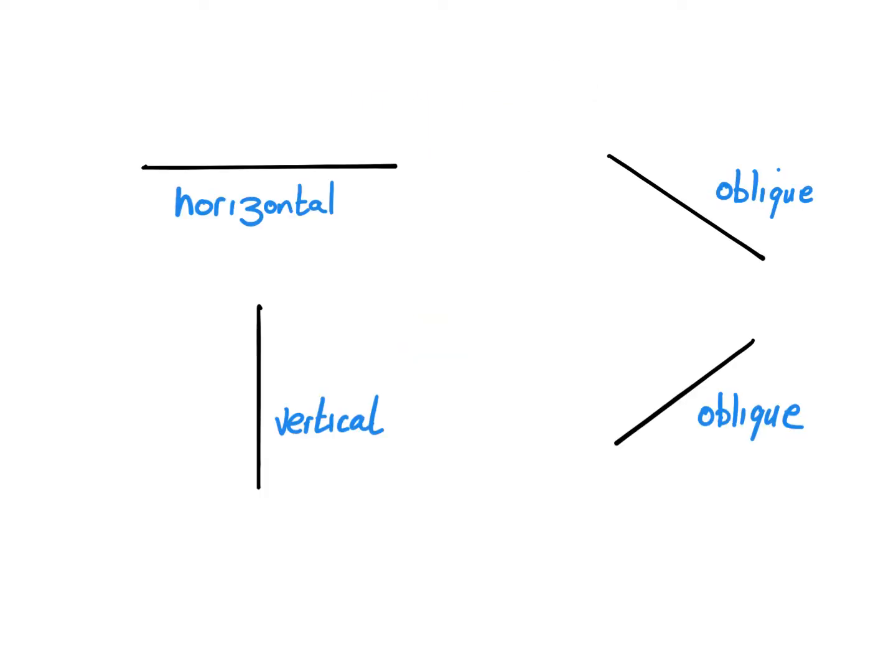Now before we move on, just a quick bit of revision with regards to lines. The first one that we've got over here is what we call a horizontal line, so in line with the horizon. Vertical line, so top to bottom or bottom to top, that is a vertical line. And a line that goes sideways is called an oblique line. Either to the left or to the right, they are called oblique lines.